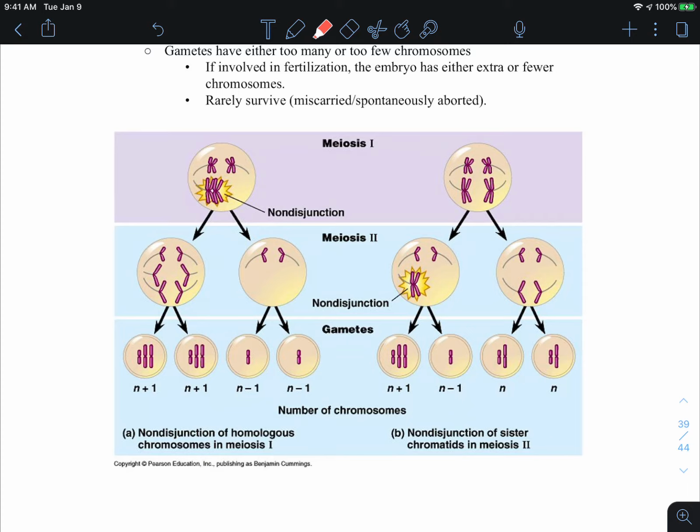And so here you can see some ways that this could happen, either in meiosis 1 or meiosis 2. In meiosis 1, you end up with 4 gametes, all of them having an unusual number of chromosomes. In the case of it happening in meiosis 2, then only half of the gametes are affected.